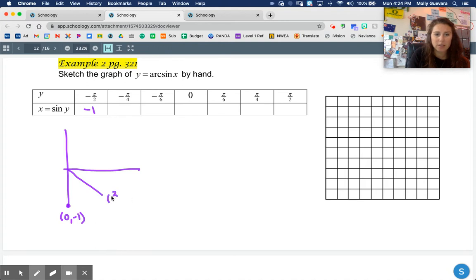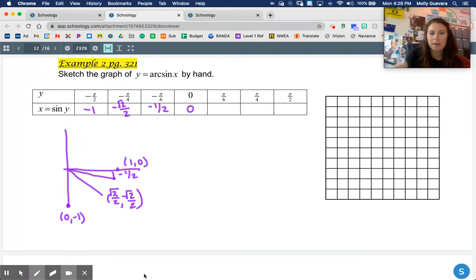At negative pi over 4, this is root 2 over 2, root 2 over 2 negative. So my sine value here is negative root 2 over 2. At negative pi over 6, my sine value here is negative 1/2. And then at 0 radians right here, my coordinate is 1, 0, so the sine is 0. And if I go the other direction, it's just going to be the same thing, just positive.